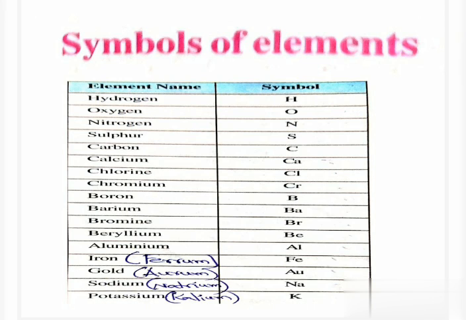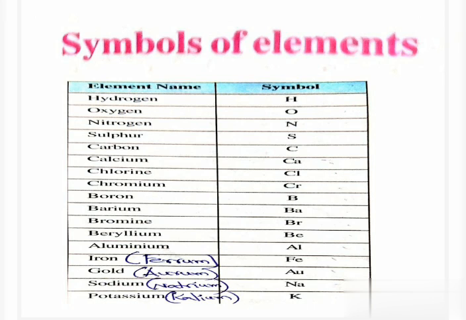Okay. Next, like that also boron, barium, bromine. Boron starting letter B, barium starting letter B, bromine starting letter B. B same, no? If we use the same symbol for these three elements, we may get confusion. Yes. So to avoid this, we should take the second letter as a symbol. In barium, first letter is B, second letter is A. B is capital, A is small. Ba is the symbol of barium.